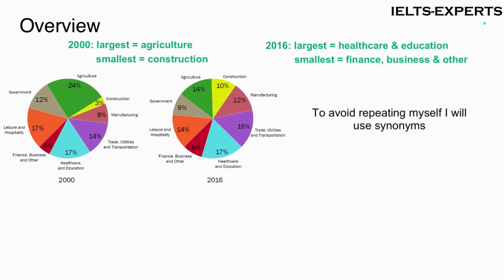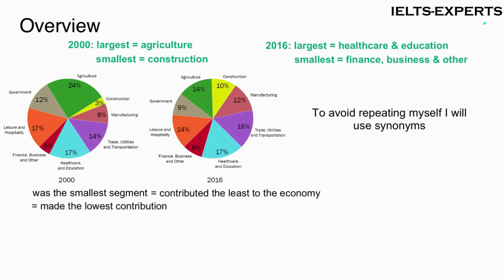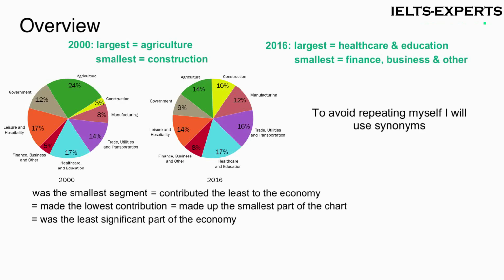To avoid repeating myself, I will use synonyms. The phrase "was the smallest segment" can be replaced with "contributed the least to the economy", "made the lowest contribution", "made up the smallest part of the chart", and "was the least significant part of the economy".